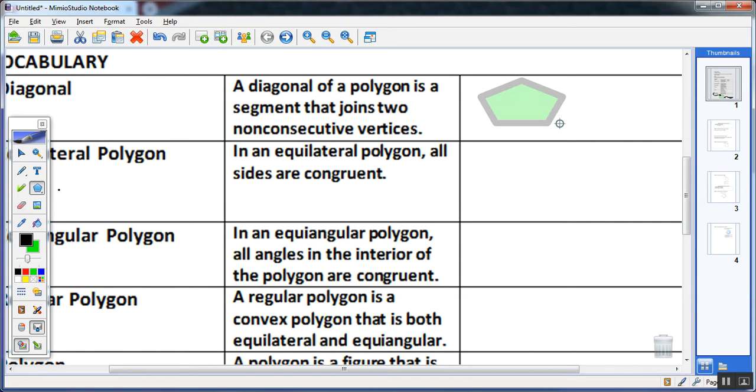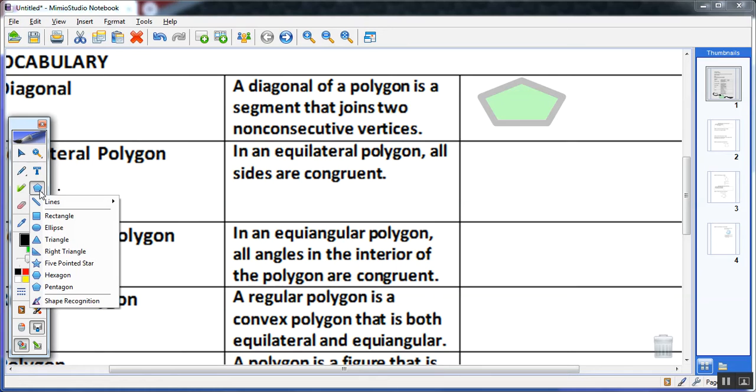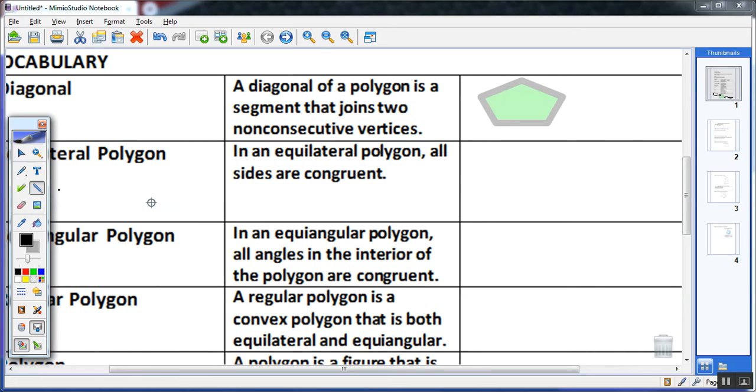Here's my pentagon. I don't care what the pentagon looks like, but make sure it has the right number of sides. A diagonal is simply any line that can go from one corner to another corner, as long as that line is completely within the polygon. So I might have something that looks like this. Is this a diagonal? Yep, it could be.